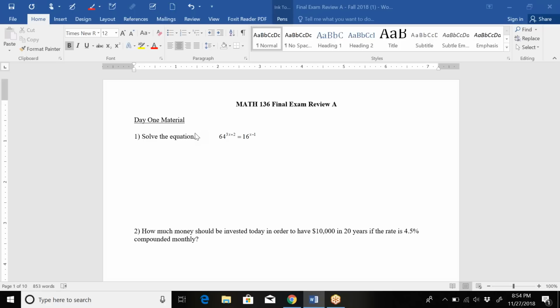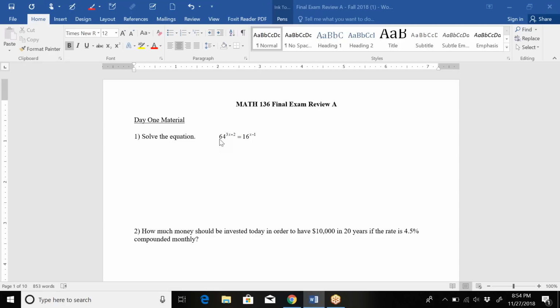Hello and welcome to the Math 136 Final Exam Review A. This video is going to focus on Day 1 material, and there'll be a separate video for Day 2. So we're going to be solving this equation. This is from Unit 4 that we've been working on.